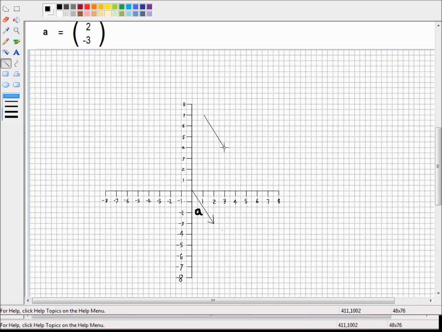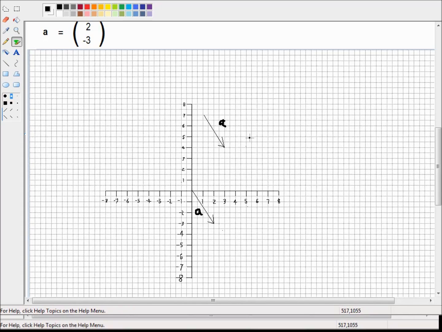There we go. 3, 4. And then you draw your arrowhead here. And then you label that A. If you'd have done that, then that too is fine.